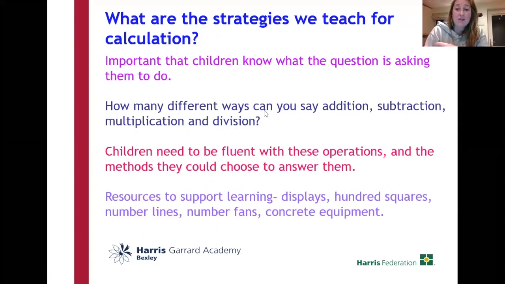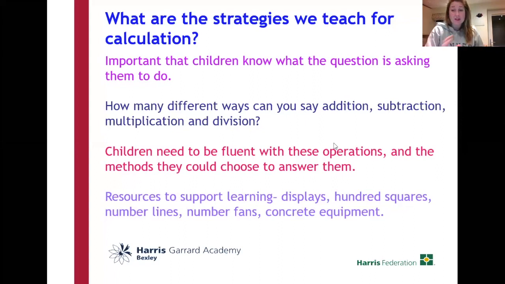In class, we all have vocabulary displays, and we try and vary our language as much as we can. But if you always use the same word at home, such as 7 add 6, then think about saying 7 plus 6, or even something as simple as putting the equals first. So blank equals 9 plus 4, then that can really help as well, because you are thinking about the different ways that we can say the 4 operations. They need to be really, really fluent with the operations and the methods they could choose to answer them.